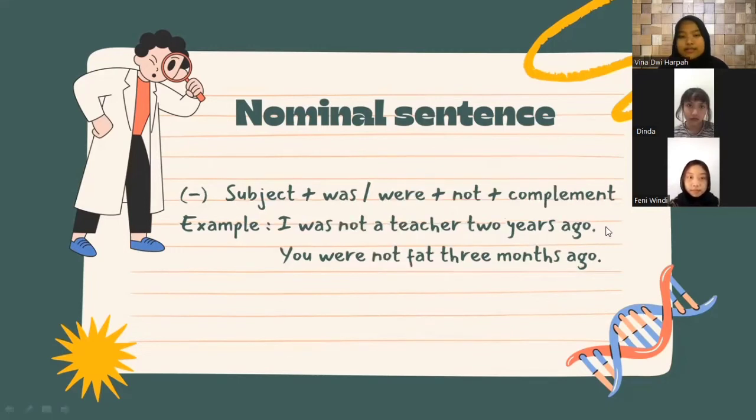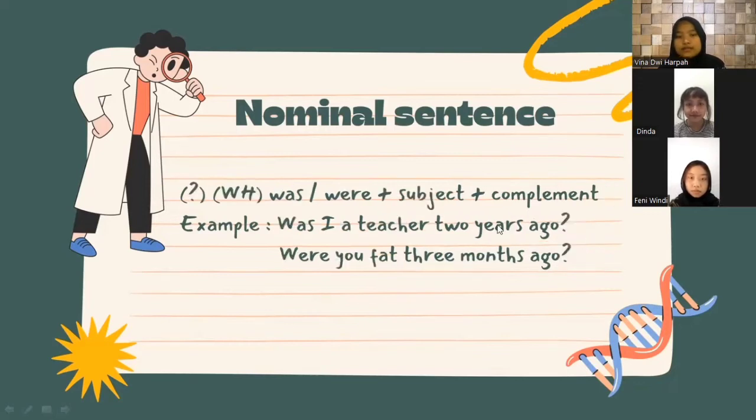The next is negative sentence and nominal sentence. Subject plus was or were plus not plus complement. Example, I was not a teacher 2 years ago. I subject, was to be, not, and a teacher 2 years ago complement. You were not fat 3 months ago. You subject, were to be, not, and complement fat 3 months ago.